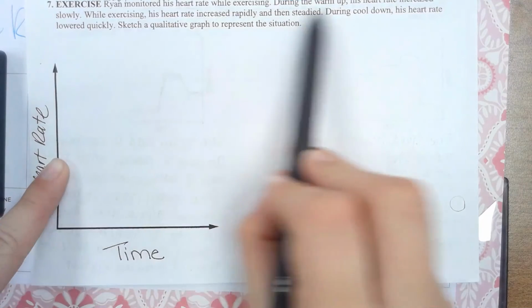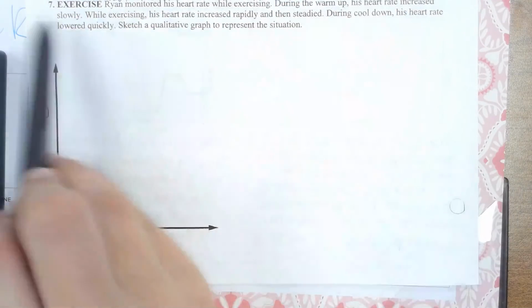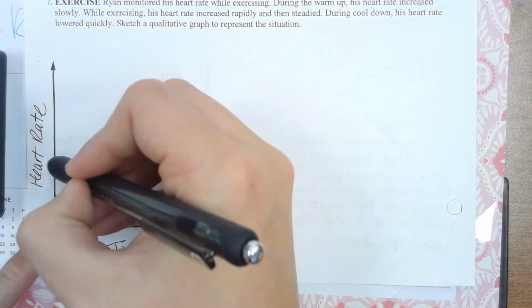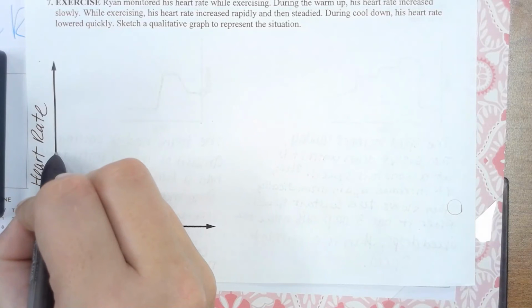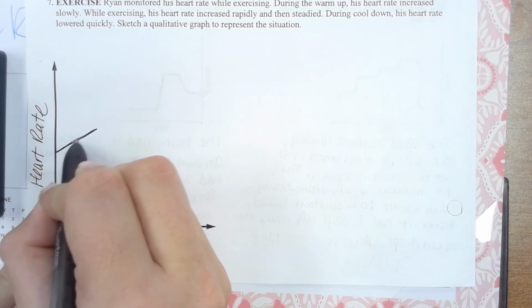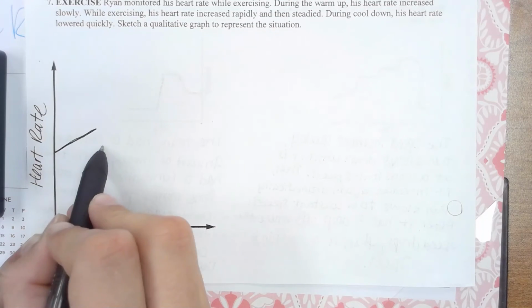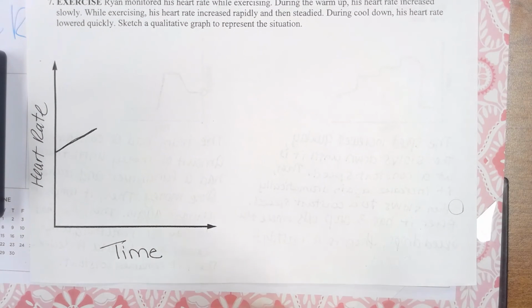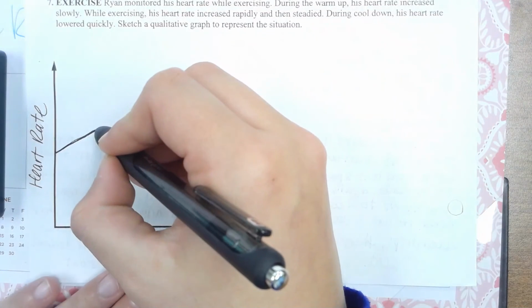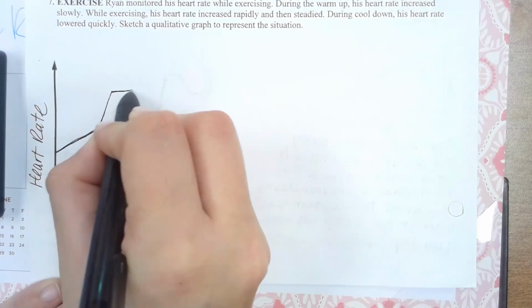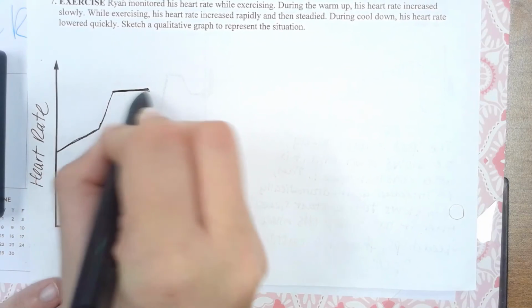So the first thing that it says is during his warm-up, his heart rate increased slowly. So if it's increasing slowly, that means that you're not going to have a slope that's increasing rapidly. We are just going to have a slope that's not so steep. So it's not a constant slope, but it does increase slowly over time. So that would be that slope. Then while exercising, his heart rate increased rapidly, and then it steadied again. So if it increases rapidly, that means we are going to have more of a steeper slope, and then it becomes constant again. So that's that first part.